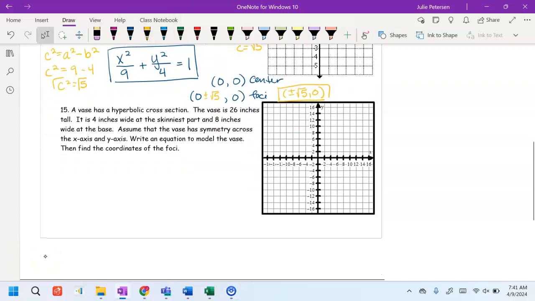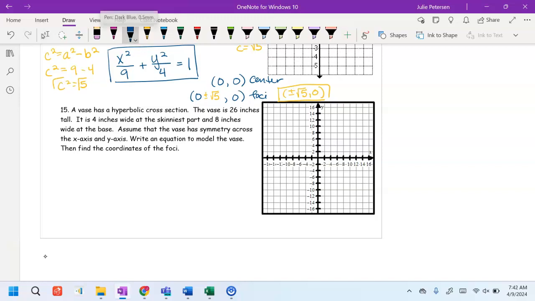Okay, this is our last one, and it has to do with a hyperbola. And there's a vase that has the shape of a hyperbolic cross-section. So this might be a little challenging to visualize, which is why I want to walk through it. The vase is 26 inches tall. It's 4 inches wide at its skinniest part and 8 inches wide at its base.